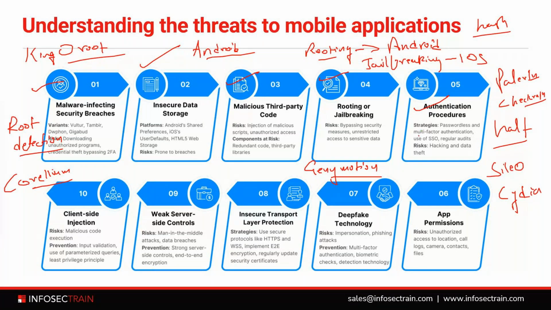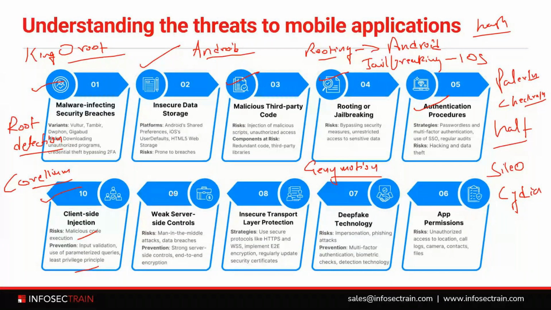Then client-side injection can be there, right? So malicious code can be executed, and then you can get affected with that, right? So for preventing that, you can use input validation, or there should be parameterized queries that you can check, to see what the user is entering, what the user is trying to do, right? All those things you should know, right?